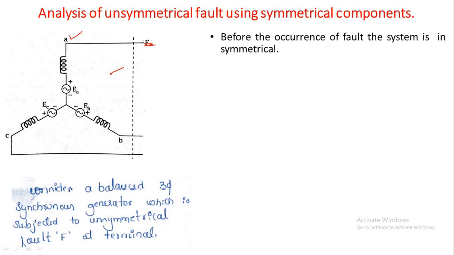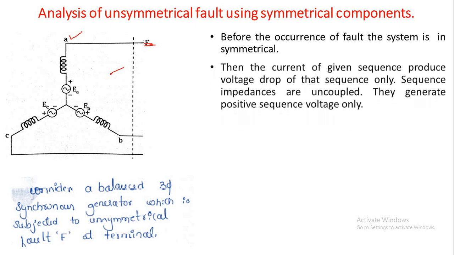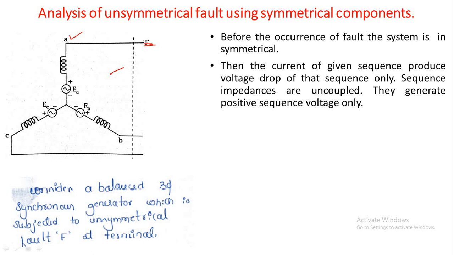Before the occurrence of the fault the system is symmetrical. Once the fault occurs the system becomes unsymmetrical. The current of a given sequence produces a voltage drop of that sequence only, which we already discussed in symmetrical components. The sequence impedances are uncoupled, and the generator generates positive sequence voltage only. That also we discussed in symmetrical faults.